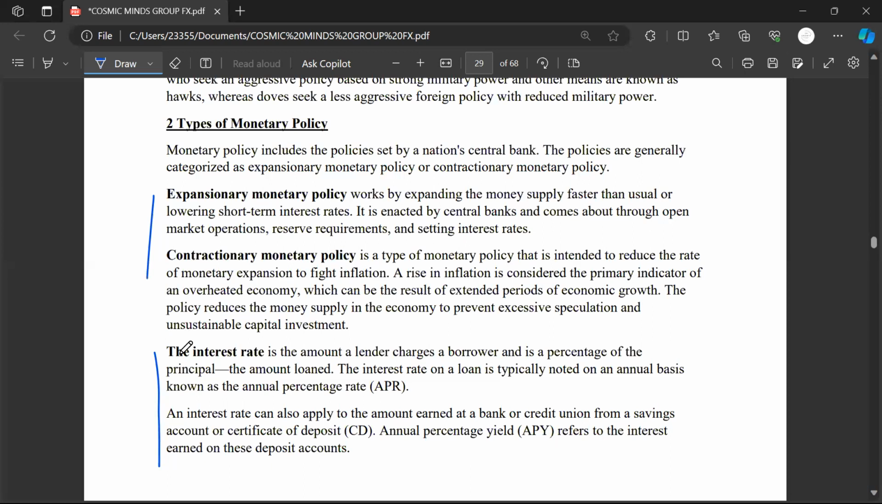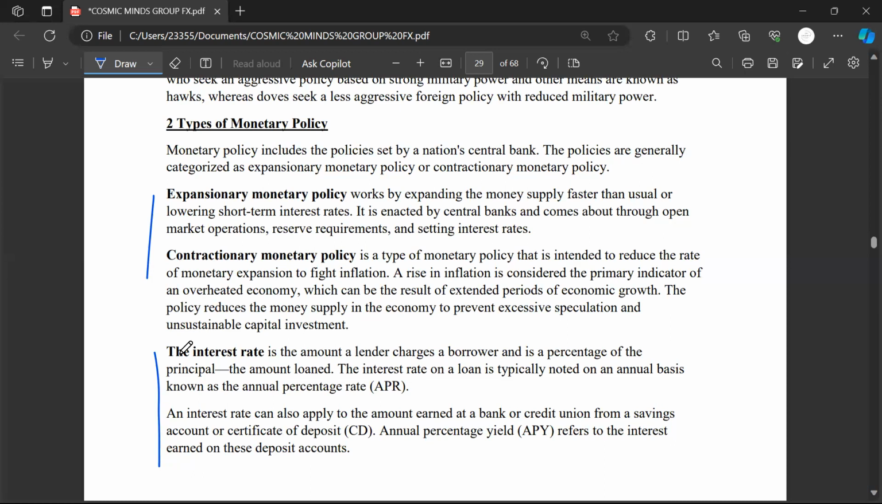Now, if you care to know, an interest rate is the amount a lender, someone who lends you money, charges a borrower. It's also a percentage of the principal, the amount loaned. So the interest rate on a loan is typically noted on an annual basis, known as the annual percentage rate, APR. Now, we can look at another definition.